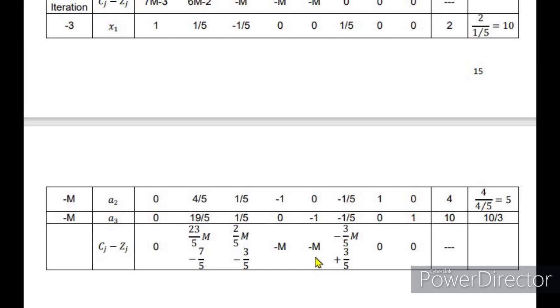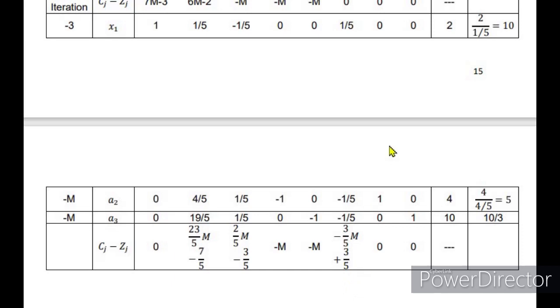Okay? So next, for the column of a sub 1, negative 3 times 1/5 is negative 3/5. Plus negative m times negative 1/5 is positive 1/5 m. Plus negative m times negative 1/5 is equal to positive 1/5 m. Okay, so we will just add them, and the sum we will use to subtract from the numerical coefficient here, which is negative m. Okay, so the resulting value is negative 3/5 m plus 3/5.